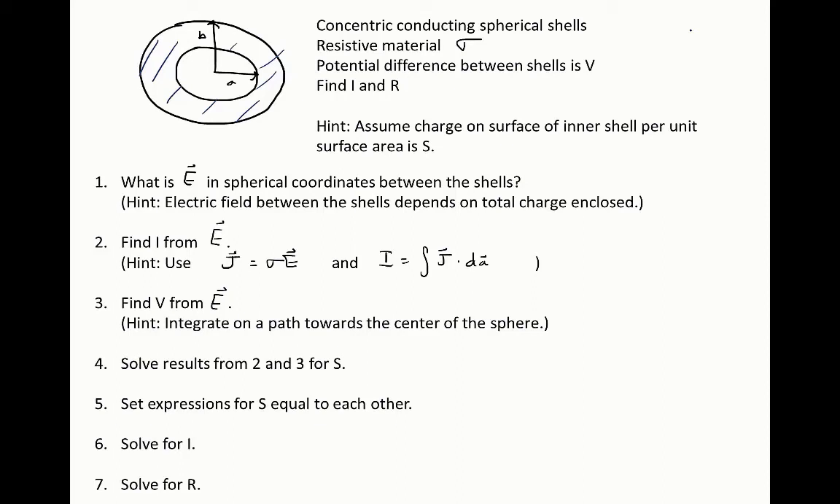Then find the potential from the electric field. And remember, you're integrating on a straight path from a point that's B away from the center of the sphere to a point that's A away from the center of the sphere. So the outer sphere has a radius B and the inner sphere has a radius A. So just integrate along a straight line path, like from here to here. Okay, so your results from 2 and 3 are both going to have S in them. So on step 4, I want you to solve each of those expressions for S. Then in step 5, set those expressions for S equal to each other. Then from that, you can do step 6 and 7, where you solve for the current and solve for the resistance.